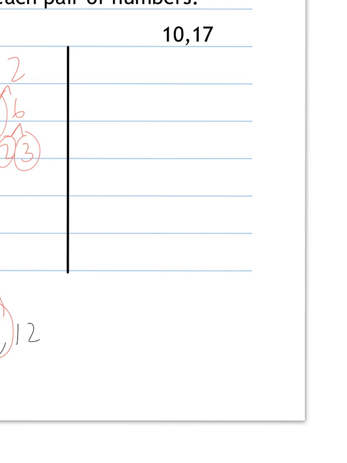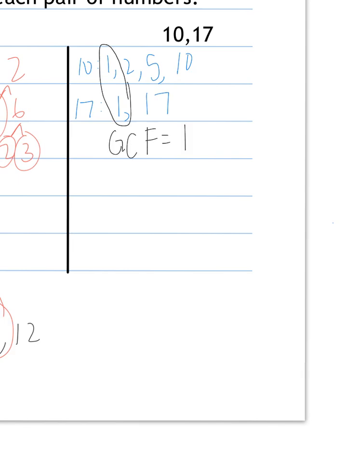One more here, 10 and 17. I'm going to do this one probably both ways again. Let's start with listing the factors. For 10, we found 1, 2, 5, and 10. For 17, 1 and 17. We know 17 is prime. Only 1 and itself go into there. Now, for this one, our greatest common factor, the only number that goes into both 10 and 17 is 1. So that means our GCF equals 1.